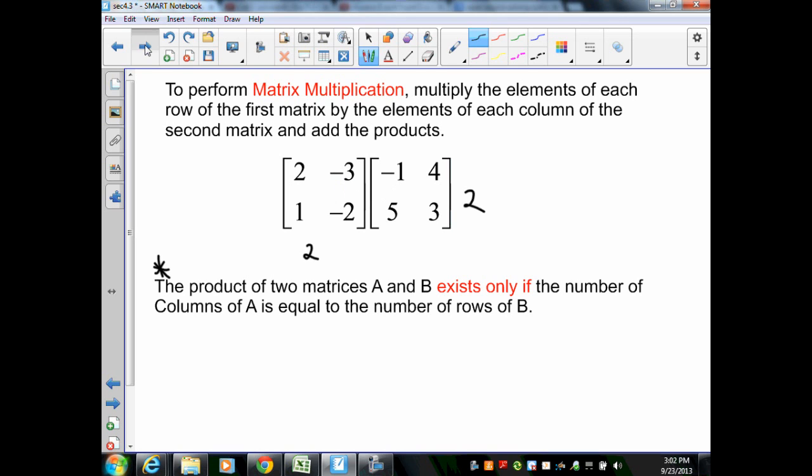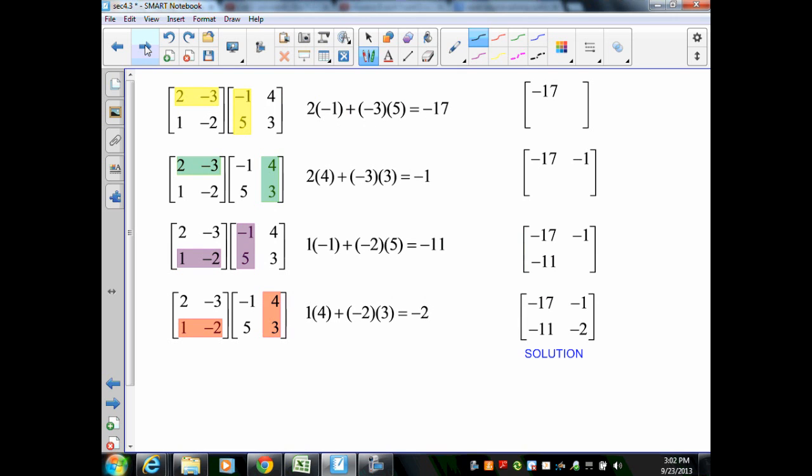Here is an example pictorially. So this is the two matrices from the previous slide. So we want to take the first row of A and multiply it by the column of B. So 2 times a negative 1 and negative 3 times 5. Then we want to add that quantity. And when we do, that goes back into element 1, 1 of my matrix.